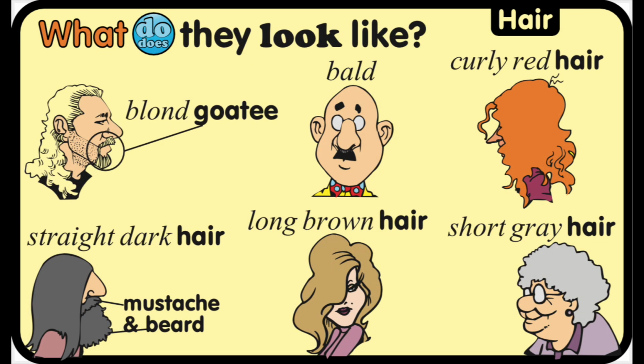What do they look like? He's blonde and he has a goatee. Oh, he has a blonde goatee. He's bald. Calvo o pelón. She has curly red hair. He has straight dark hair. He has a mustache and a beard. She has long blonde hair. She has short gray hair.